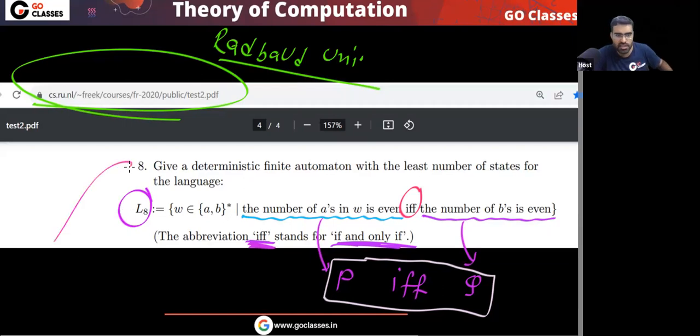For this question, I can say the answer will be 2. But many students have given the answer 4. Okay, so this is quite a simple question. This is a standard question.